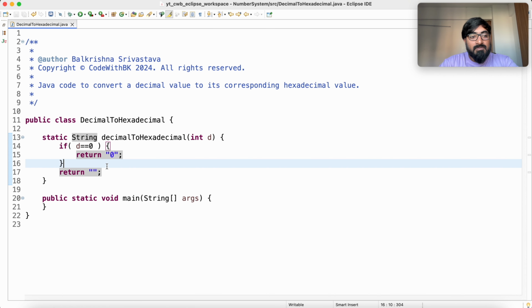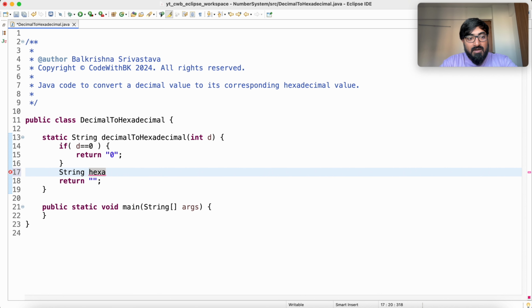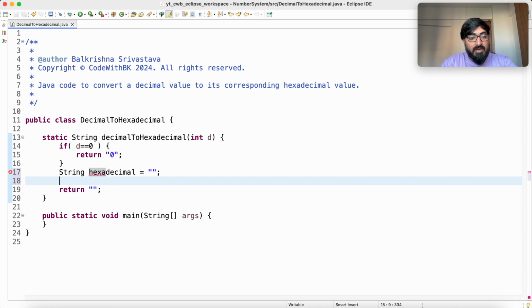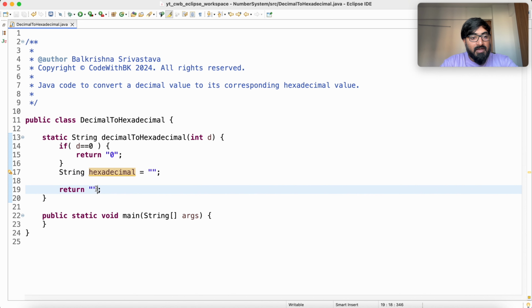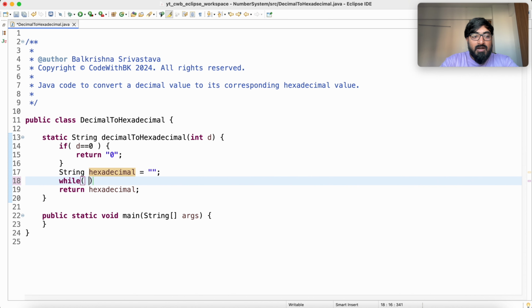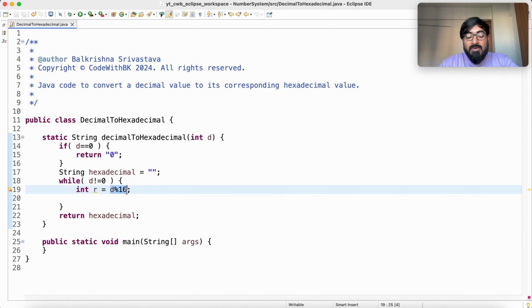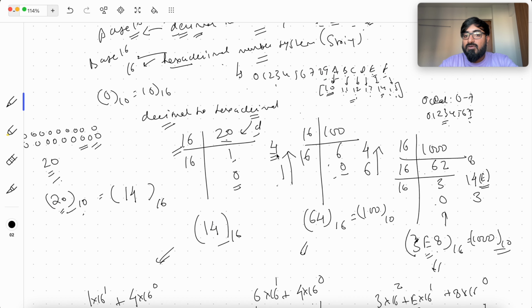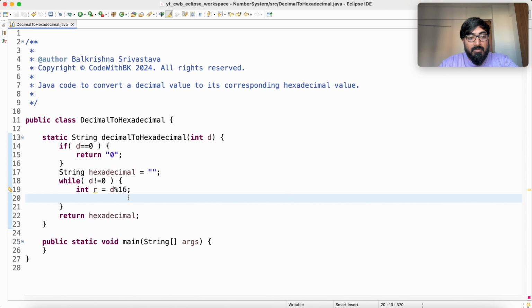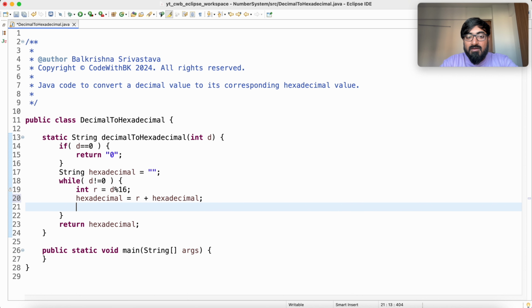What I mean to say is I have a string hexadecimal to append the remainders, and this is the string that I return. I say while d not equal to 0, I'll find the remainder as int r is d percent 16. This gives us the remainder when d is divided by 16. So when 20 is divided by 16, remainder is 4. That's what we want to store. We add it to the left end, plus decimal, and then we do d equal to d by 16.